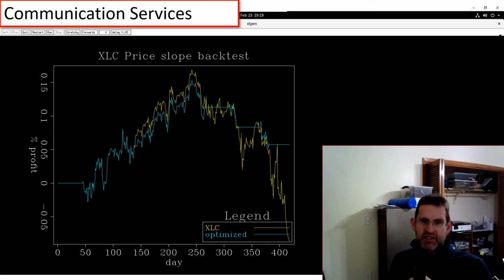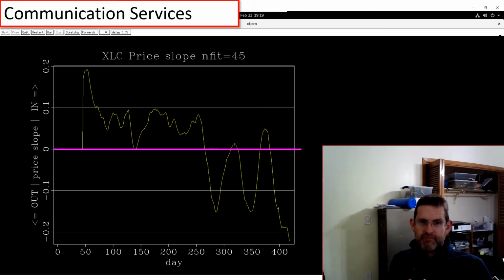XLC, communication services, it did great for the first 9 months of the period, but ever since then it's been getting beat up badly. This is where all the meme stocks and snowflakes are. You can see we're out of the market for the most part by trading the price slope method. And currently, we're very much out of the market with XLC.